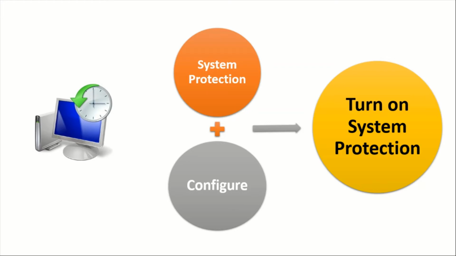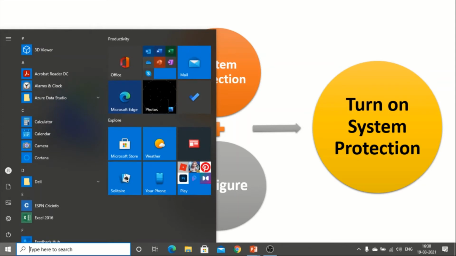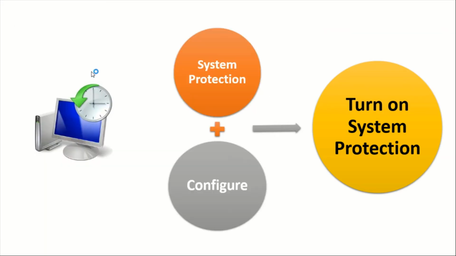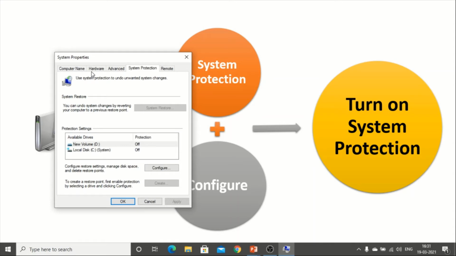Now I'll show you how to create a restore point, then how to restore your PC from a restore point. In the search box on the taskbar, type restore, then select create a restore point from the list of results. On the system protection tab, select system restore. But the system restore option is disabled because we don't have a system restore point. Now we are going to create a new restore point.